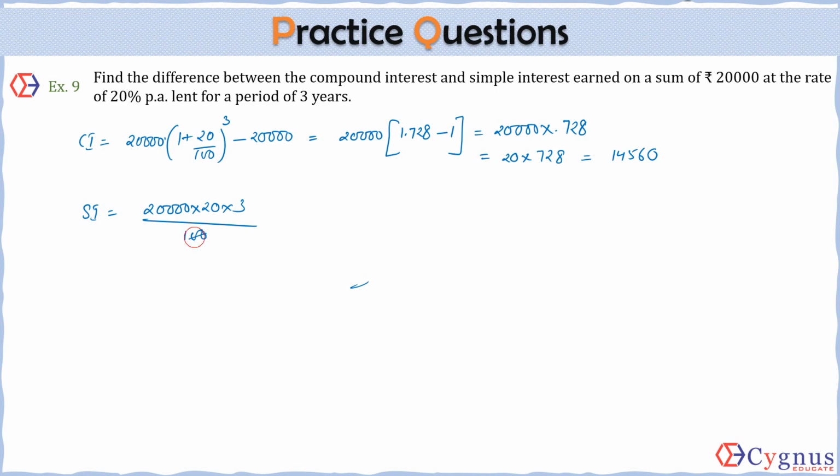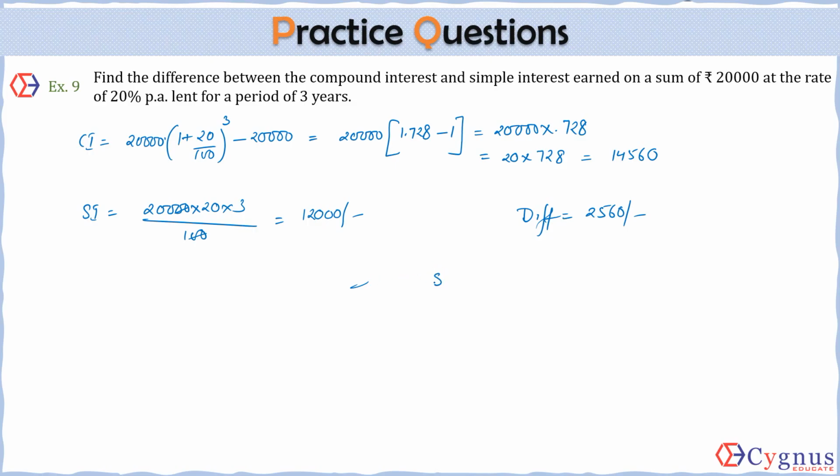What about the simple interest? These zeros will be cancelled out. You get 2 into 3, 6, 6 into 2, that is 12. And you get three zeros here. So the simple interest is only 12,000, while the compound interest is 14,560. So what's the difference in these 3 years? That's 2,560 rupees. Now this was one of the ways to find the difference.